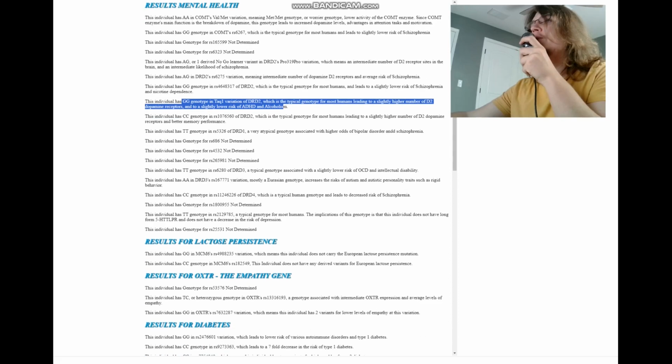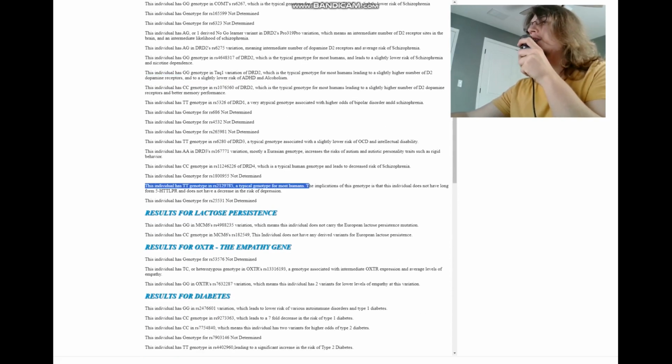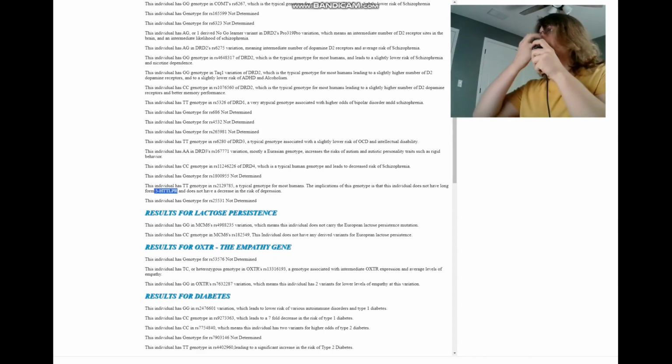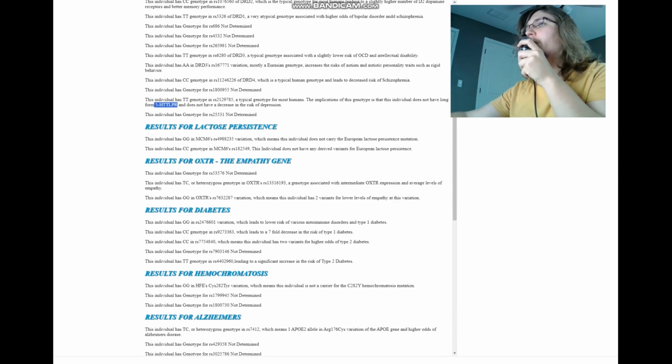Let's scroll past all of this and get to 5-HTTLPR. TT here, which means does not have long-form 5-HTTLPR and is at a higher risk of depression. This is a typical genotype for most humans. Most humans have short-form 5-HTTLPR, not me. Personally, not me, because at least according to my genotype, I have long-form 5-HTTLPR, which means I'm a little bit resistant to depression. Pretty cool. GG here does not carry the European lactose persistence mutation, and CC here once again does not carry the European lactose persistence mutation.